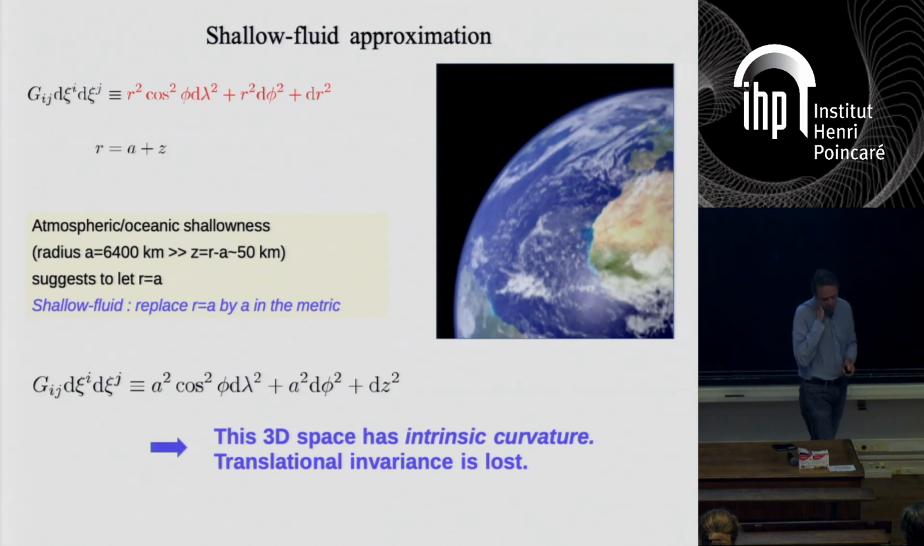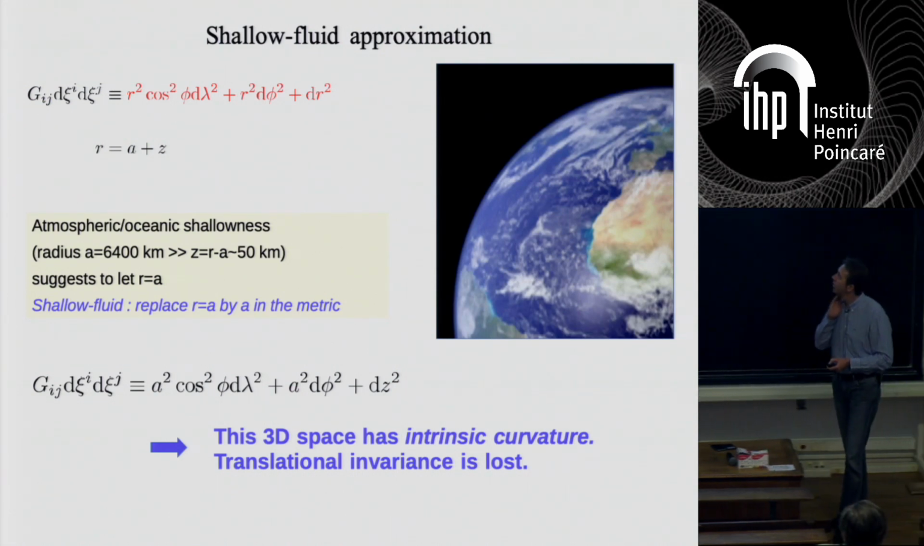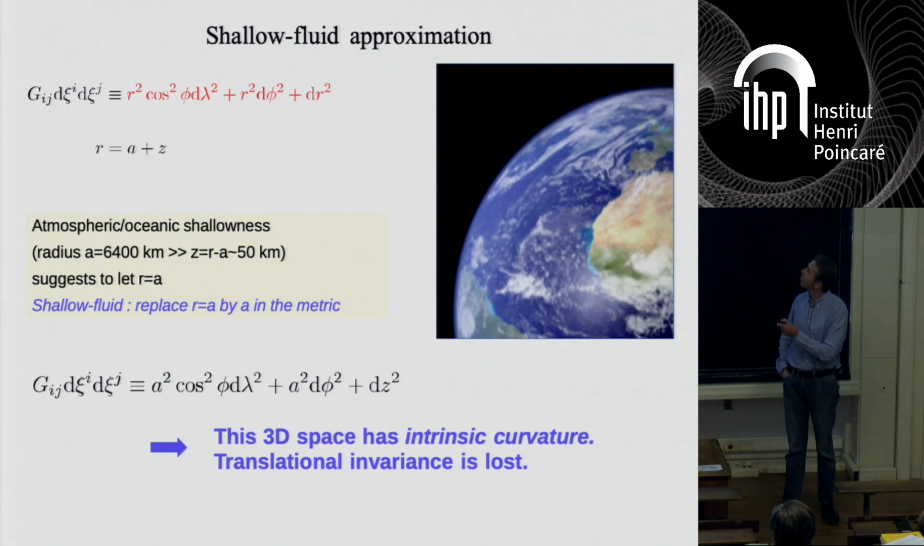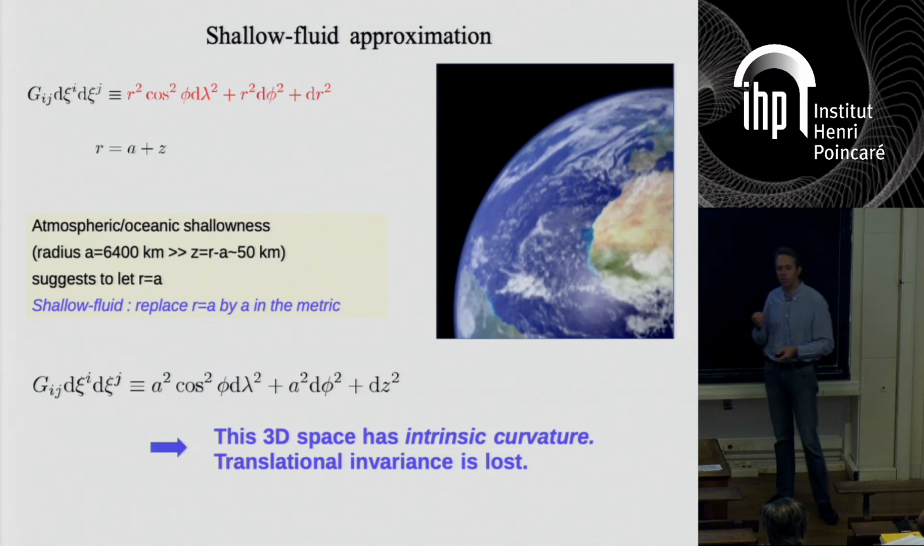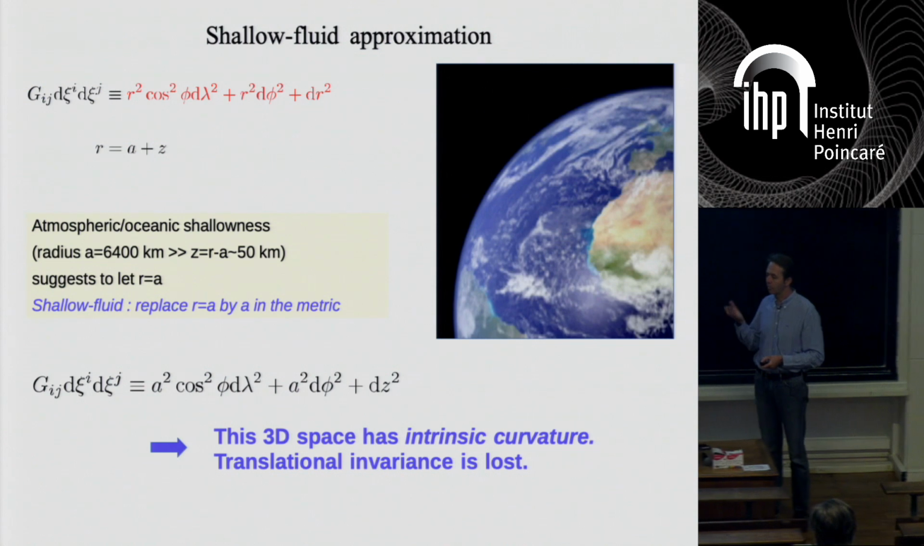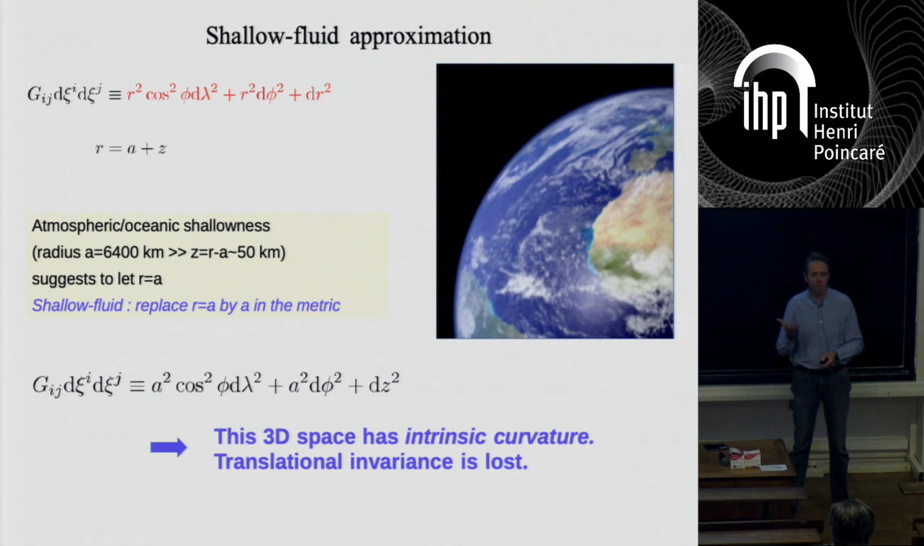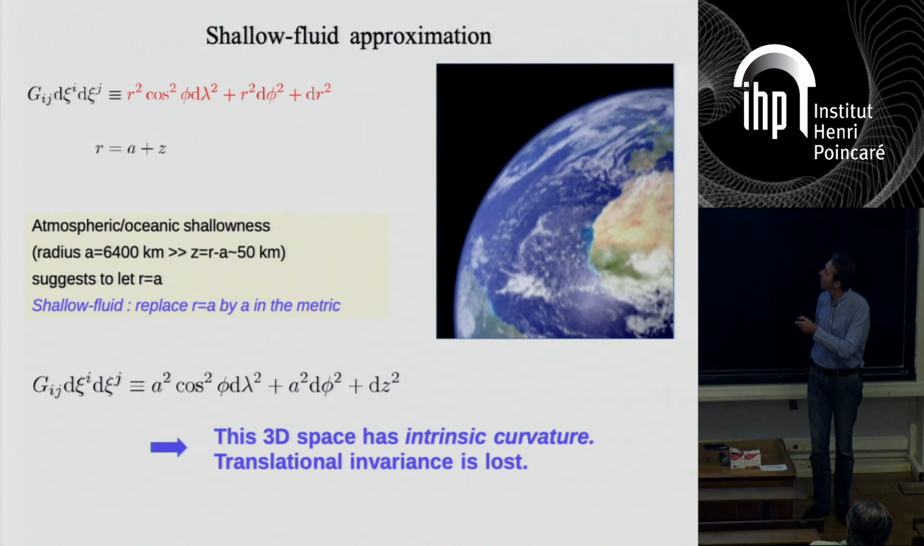And another approximation, which is very common, is the so-called shallow fluid approximation. On this picture, you can barely see the atmosphere, right? The thickness of the atmosphere is less than 1% of the radius of the planet. So that suggests to actually replace this squared radial coordinate by a constant, right?